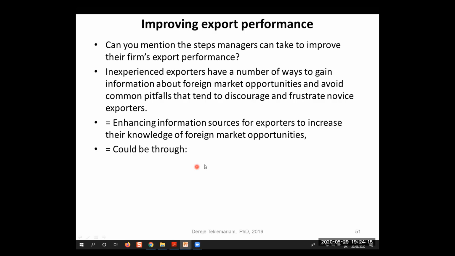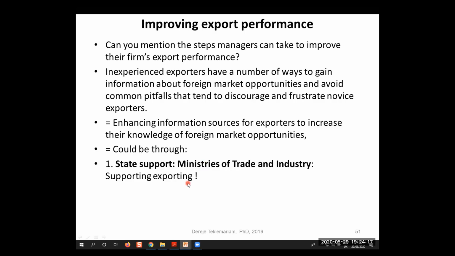How could this be done? One, it can be state support. There are ministries of trade and industry, and the support can come from the Ministry of Trade and Industry. There are a number of them, even in Ethiopia, but I think probably because of capacity limitation, the support is limited. Ministry of Trade and Industry.